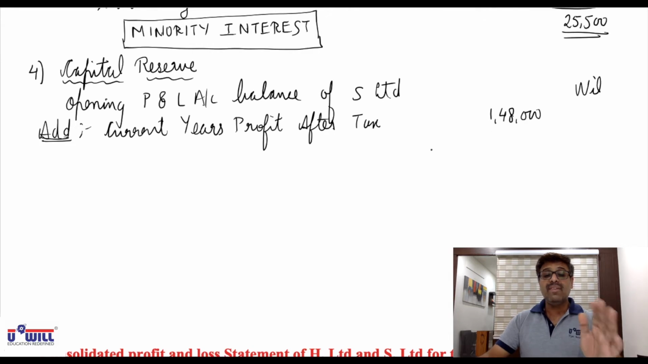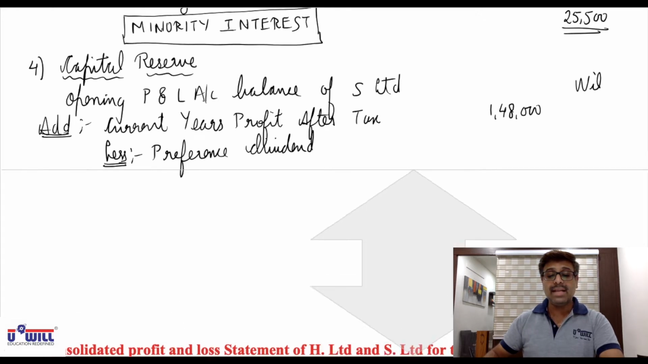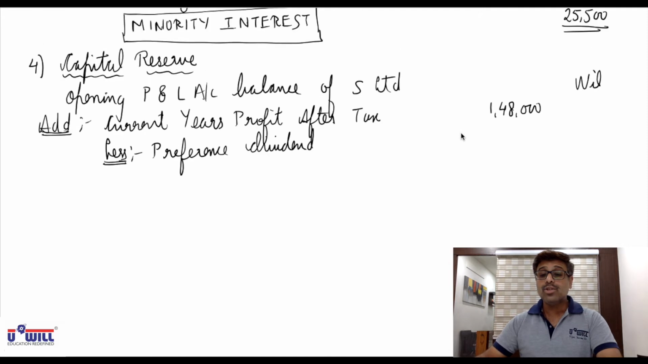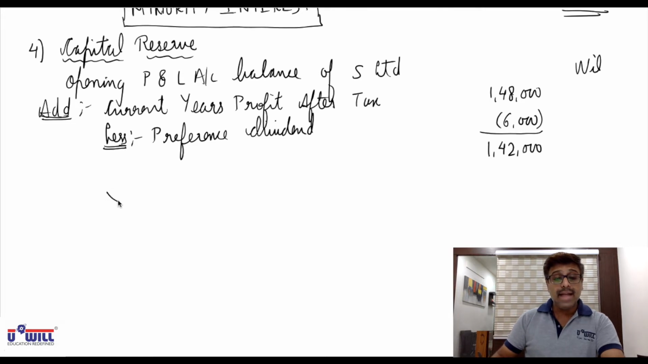Now we find this only from equity shareholders' point of view. So here we have to minus only one thing, that is preference dividend. We don't minus equity dividend because we are finding this from holding company's point of view as an equity shareholder. So only preference dividend will be subtracted, which is 6,000. If you minus 6,000 of preference dividend, then what profits are left out for equity shareholders? 1,42,000. That you multiply with pre-acquisition period.